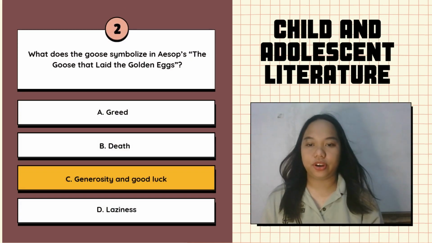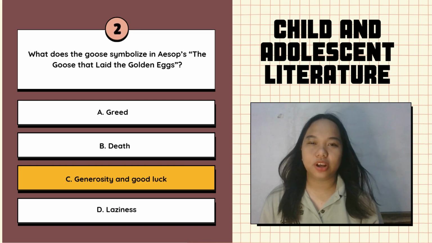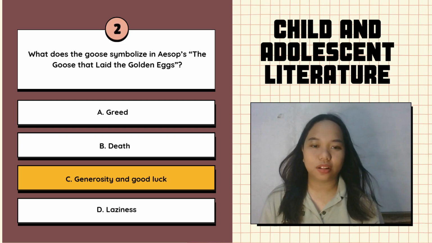Alright, the correct answer in number 2 is letter C, which is generosity and good luck. So in the fable, the goose that lays golden eggs is a symbol of generosity, good fortune, and continuous blessing. However, the owner's greed causes him to kill the goose, thinking he can get all the gold at once, and in doing so, he loses everything.